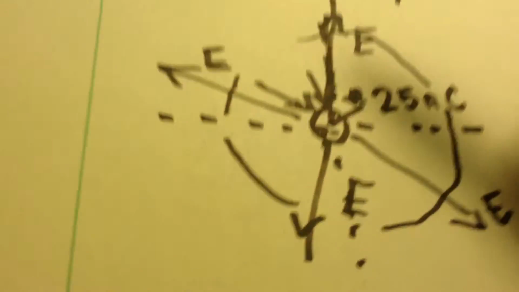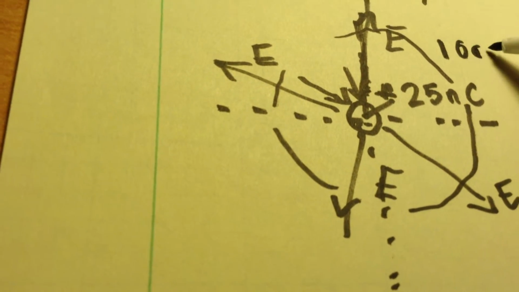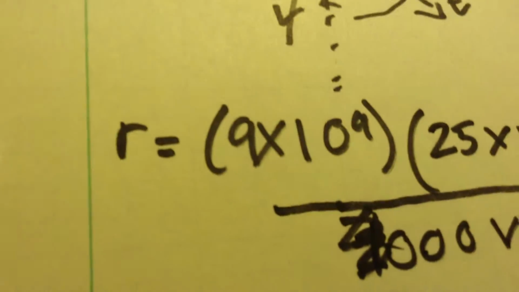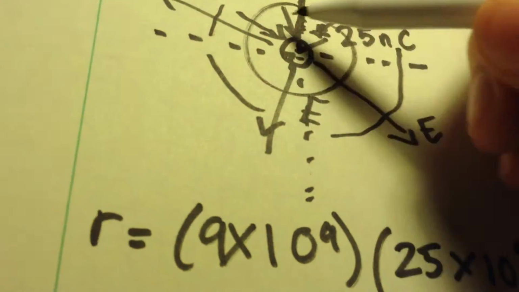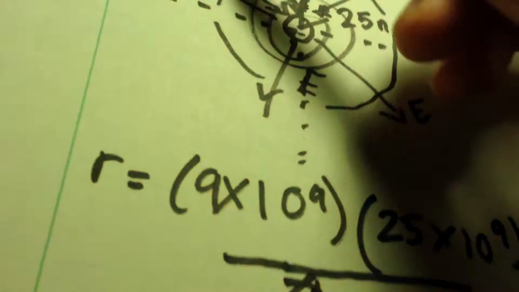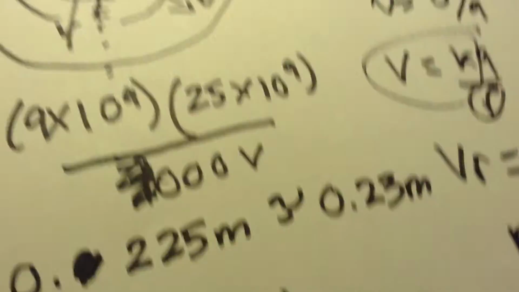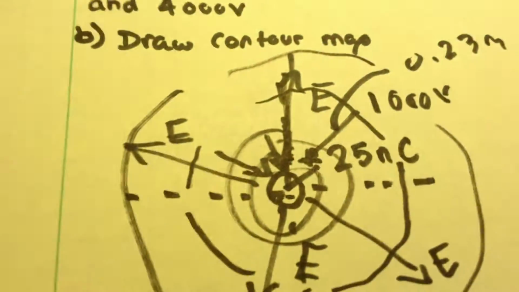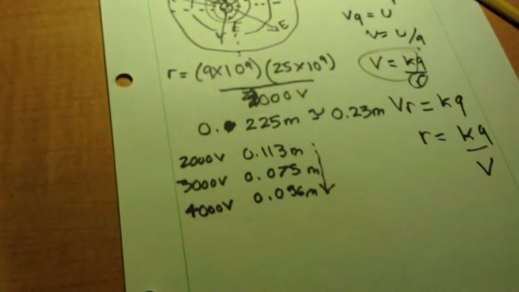And then just sketching our various surfaces, for example, we could consider this the 1000 volt surface, which is 0.23 meters away. So this radius here would be 0.23 meters. And as you get closer, the rings would just go like that. And of course, since it's a point charge, and we're only dependent on the radius, these equal potential surfaces look like perfect circles right around the charge. Alright, perfect. There's my solution.